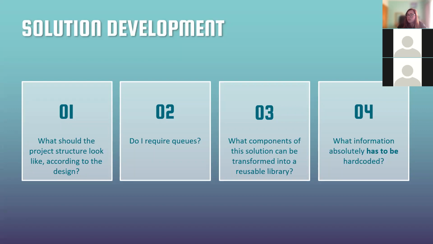Then you want to know what information is absolutely necessary to be hard-coded. It is good practice in any software design or software development environment to hard code as little information as possible. Rather use config files or tables in databases or something like that, because when you ensure that the code is as dynamic as possible, you're essentially making the solution robust for the future.